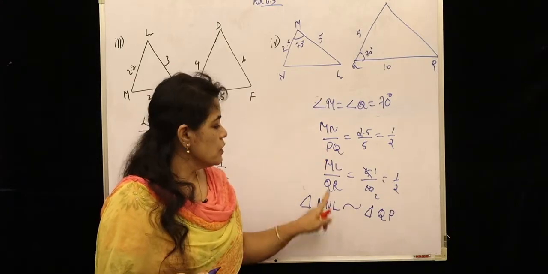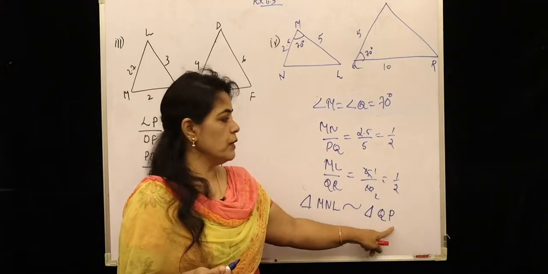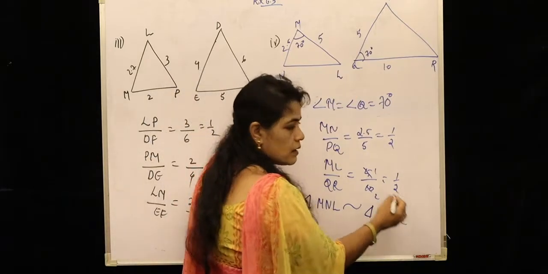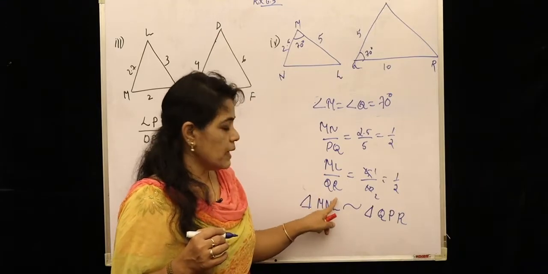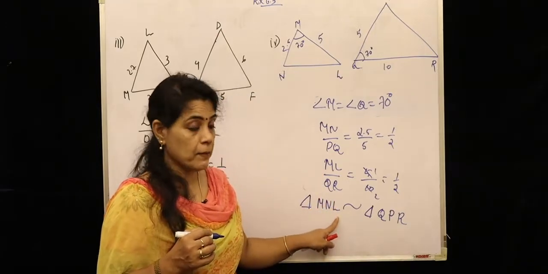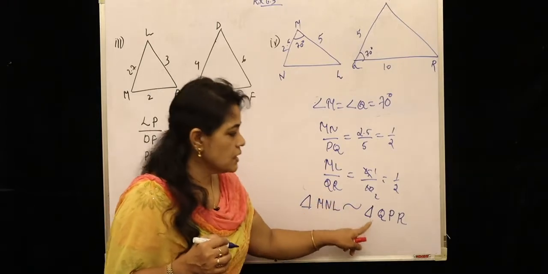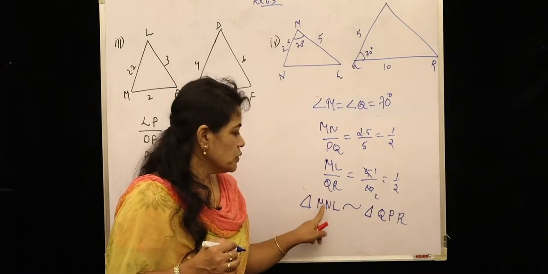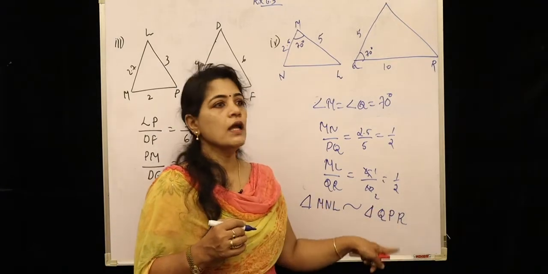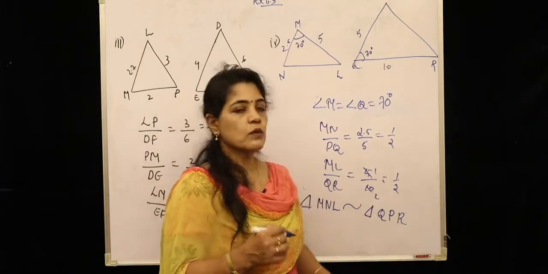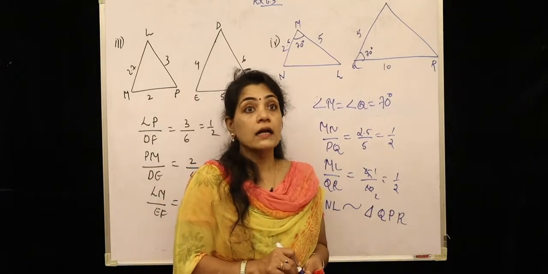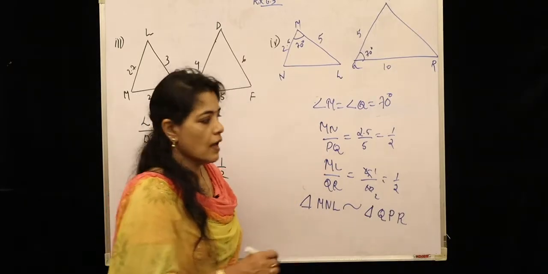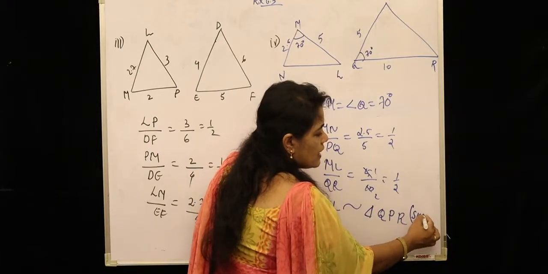Same position. So MN divided by QP, and the remaining vertex in the second triangle is R, QPR. Let us see, ML, first and third, ML divided by QR. See children, QR, first and third position. So the third ratio is ML divided by QR. We have seen that these two ratios are the same, and angle M equals angle Q, which means they are similar under SAS criterion.